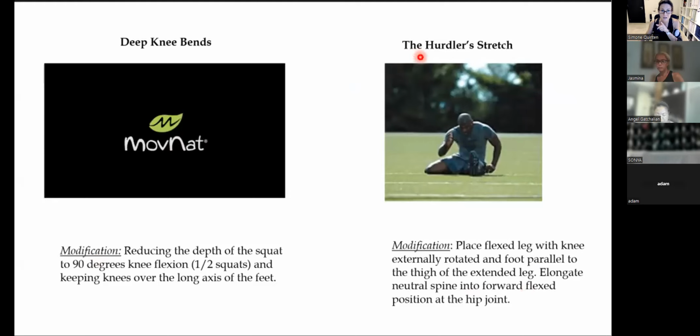Then the same here, the hurdler stretch. The purpose of this exercise is to stretch your inner thigh here, your quadricep here, and your hamstring here, okay? And also to stretch your glutes, which is your butt muscle. Remember, we talked about that.